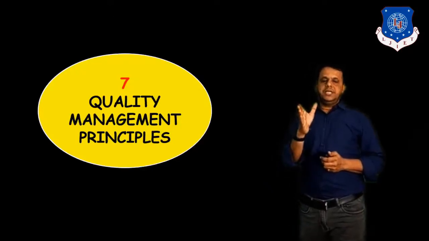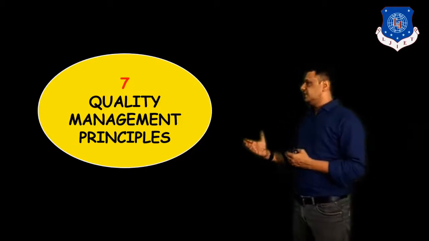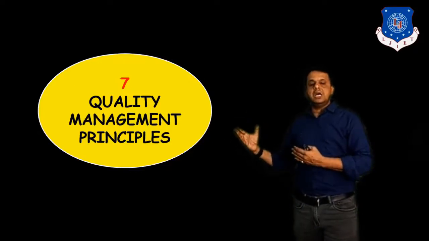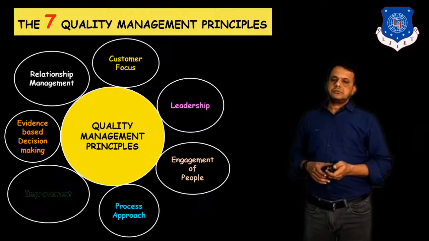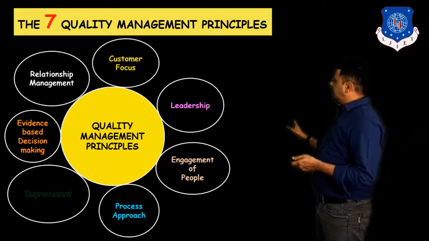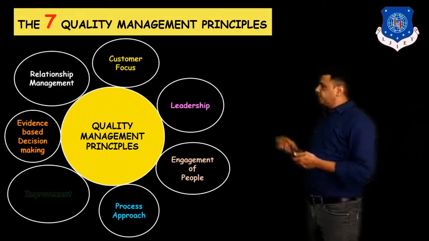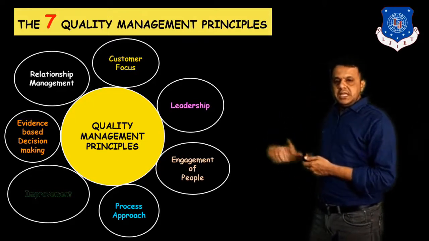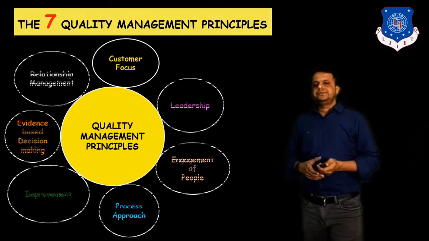So we will be talking here about 7 quality management principles, QMS principles, we say, that are associated with the ISO, and these 7 principles are to be fulfilled when we go for the ISO certification. So these are the 7: customer focus, then leadership, then engagement of people, then process approach, improvement, evidence-based decision making, and relationship management. So one by one we will go through them.